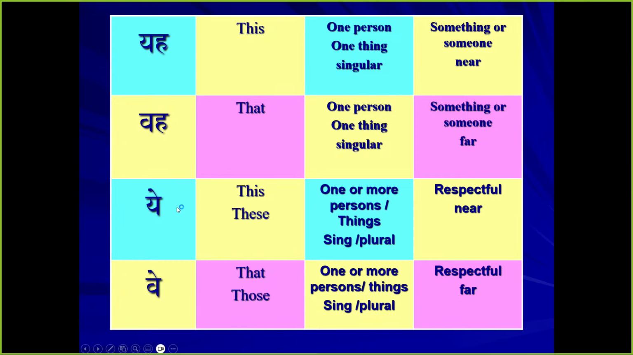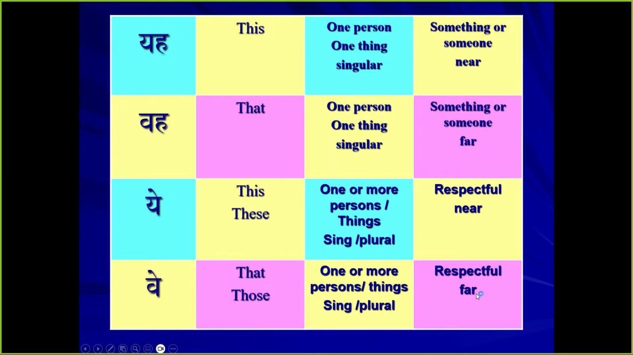Now you also see in this ye and we, the last two, I've also written this and that because you can always use the plural format for singular to give respect. So if you're saying this person, you can very well use ye and we to give more respect. Now, when we say this and that, this is something which is close to you, that is something which is far away from you. So always ye is something near you, wo is something far away from you. Similarly, ye is near you, we is far away from you.